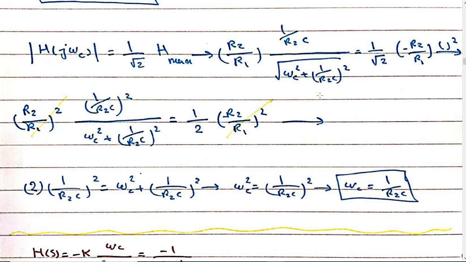Now you know how to calculate the cutoff frequency for filters. I'm going to explain it one more time. If you want to calculate the cutoff frequency for any filter, first you need to find the transfer function. Once you find it, find the maximum value of the transfer function and multiply it by 1 over square root of 2. This is one side of the equation, and the other side is the magnitude of the transfer function at omega c. From there, you will find the cutoff frequency.